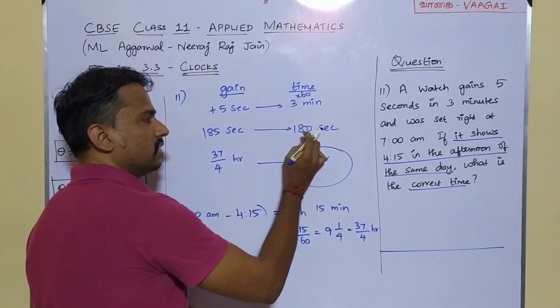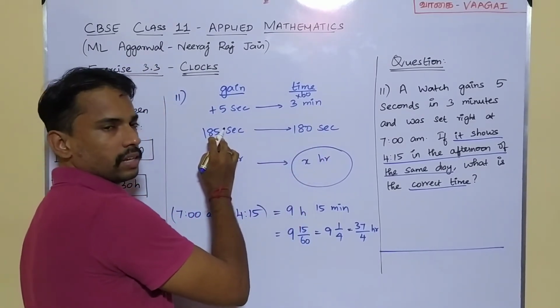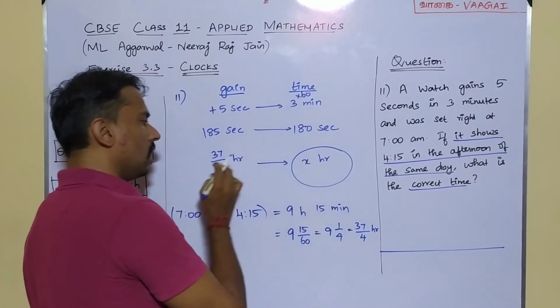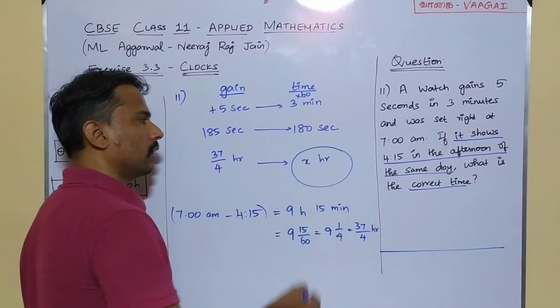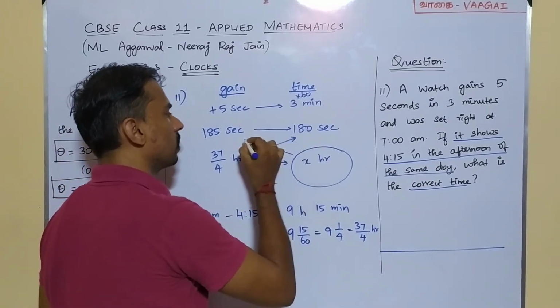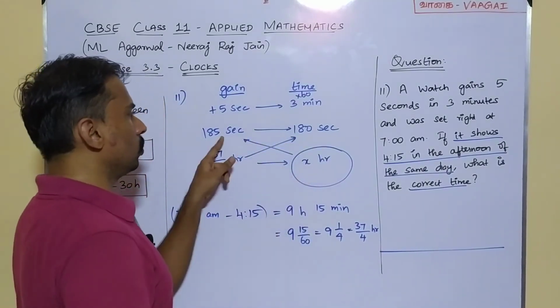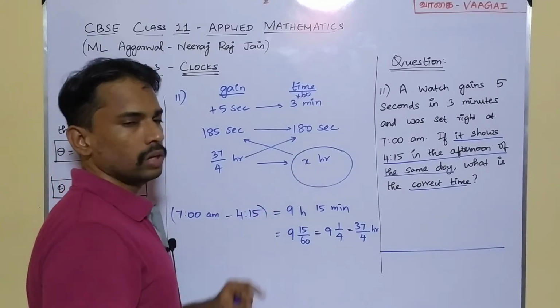So for 180 seconds here I am getting 185 seconds. For how many hours here? I will get 37 by 4 hours here. So this is a direct proportion, right? So what can be done? We can just cross multiply, right? So x into this will give you 37 by 4 into this one, correct?